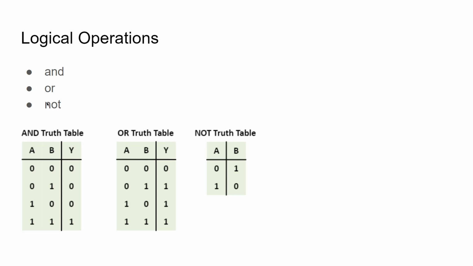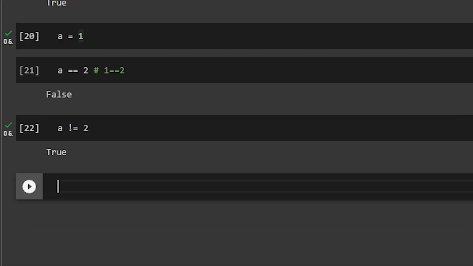And also we got the NOT operator, which turns everything upside down. Not false equals true. Not true equals false. So, okay, maybe you do not understand what I'm talking about, so let's check it down in the code.